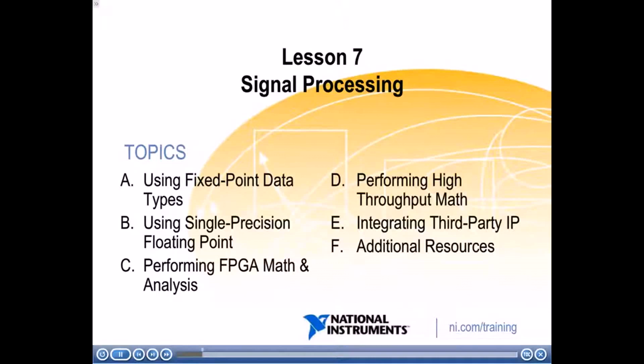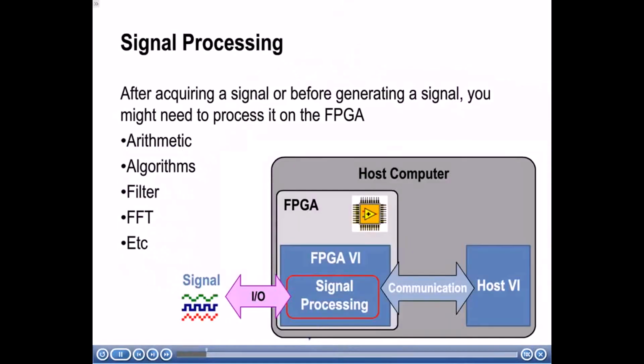So in this lesson, we'll be talking about how to do some signal processing on your FPGA VI. After you acquire a signal, or before generating a signal, you might need to process it on the FPGA. So you might need to do some calculations, some arithmetic, run it through algorithms, filters, or FFTs, and things like that. This is all part of signal processing. The signal processing that we're going to talk about right now, as we see on this graphic, is the signal processing that's happening on that FPGA VI.